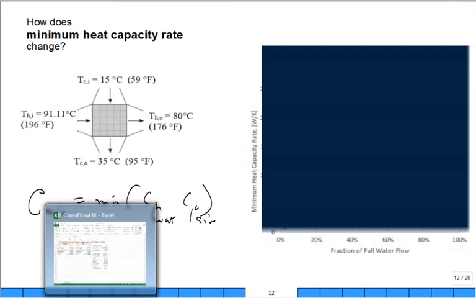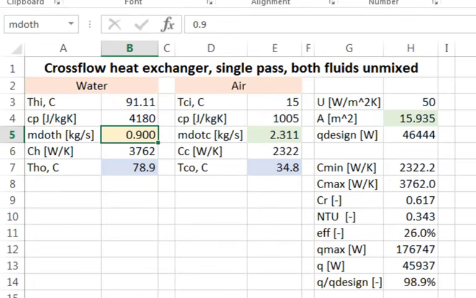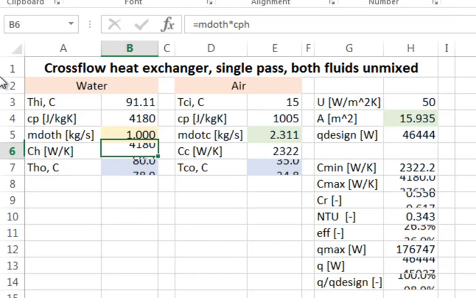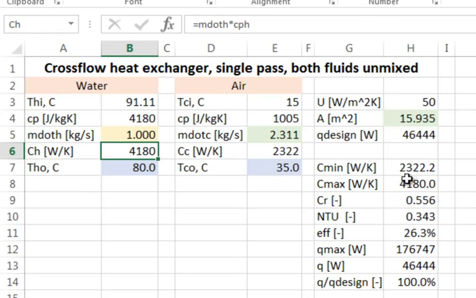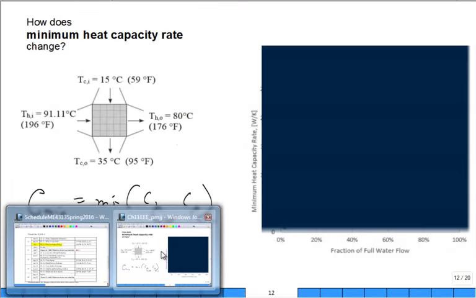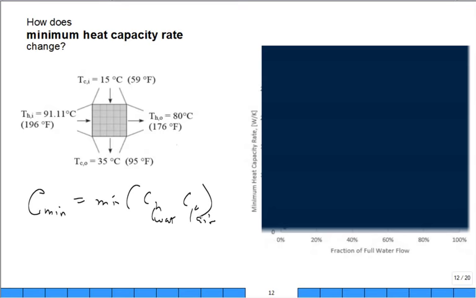Jump back to my slide if I could find it. So the minimum, 2,322, and it's on the air side. Right? Very good. So it's on the air side. But what's happening as you start to reduce the mass flow rate of the water? Heat capacity rate of the water is the specific heat at constant pressure of the water times the mass flow rate of the water. True?